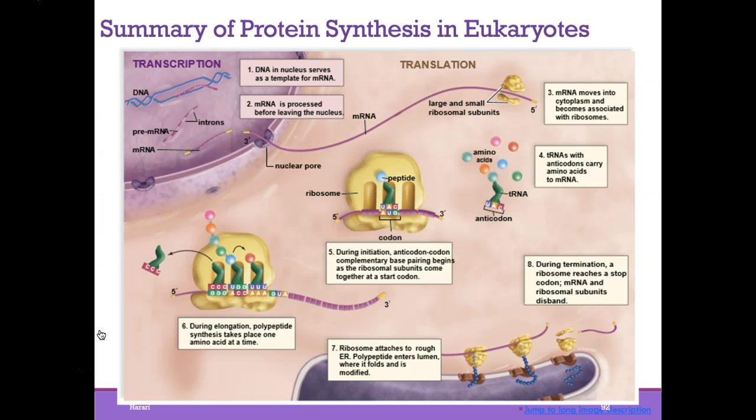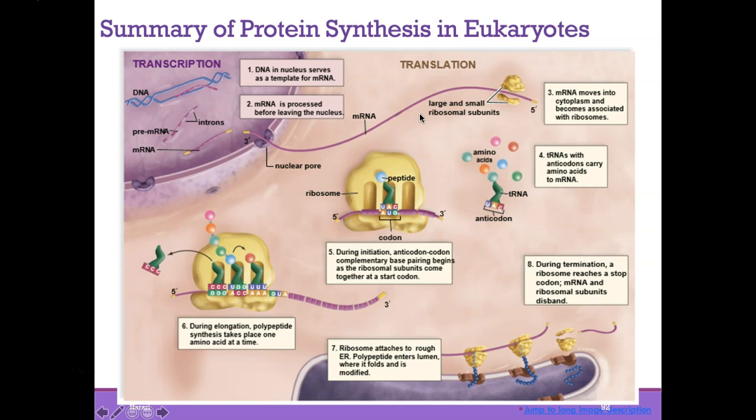So to summarize protein synthesis in eukaryotes, we start in the nucleus, where DNA serves as a template and has instructions on how to make a certain mRNA molecule. RNA polymerase rewrites the DNA message into messenger RNA. The mRNA is processed: it has to be spliced, all the introns have to be removed, and a special cap and tail have to be put on before the mRNA can leave the nucleus.